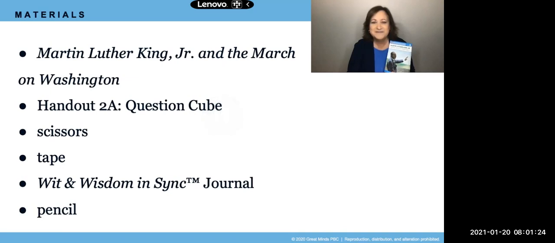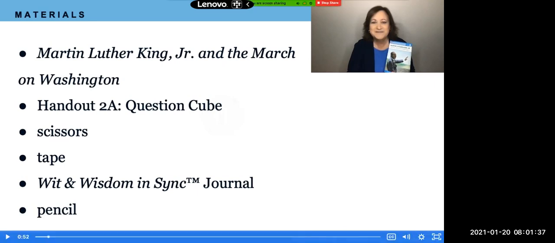Okay, so I posted a copy of the question cube for you. If you have a printer at home and you want to print it out and make it, you can do that, but it is not required. You can use the question words without the cube.